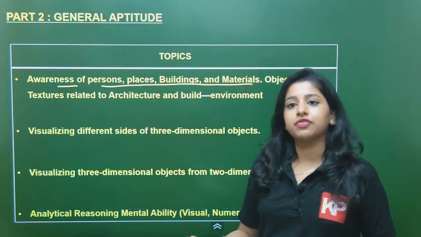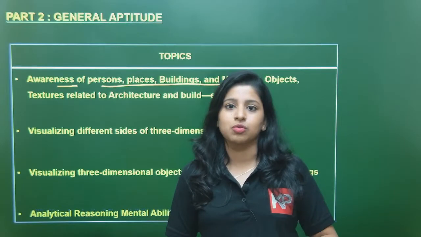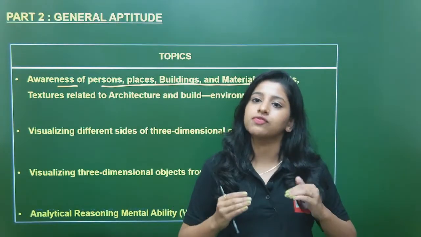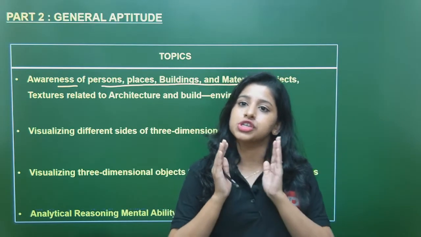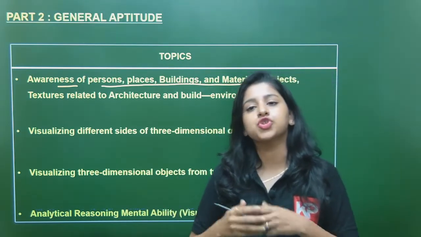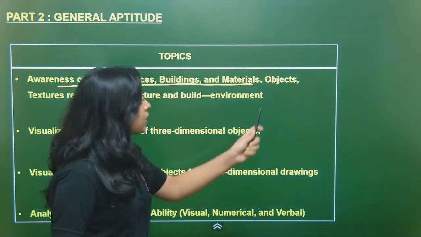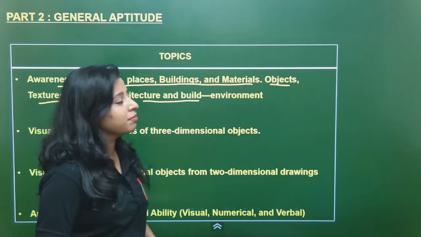Materials, that is, what are the different types of materials. You have different types of building materials. Maybe you have stone, you have a thatched roof. Every different material has a different kind of texture to it. So just by looking at it, you should be able to recognize the different types of material. Apart from that, objects and textures related to architecture and built environment.